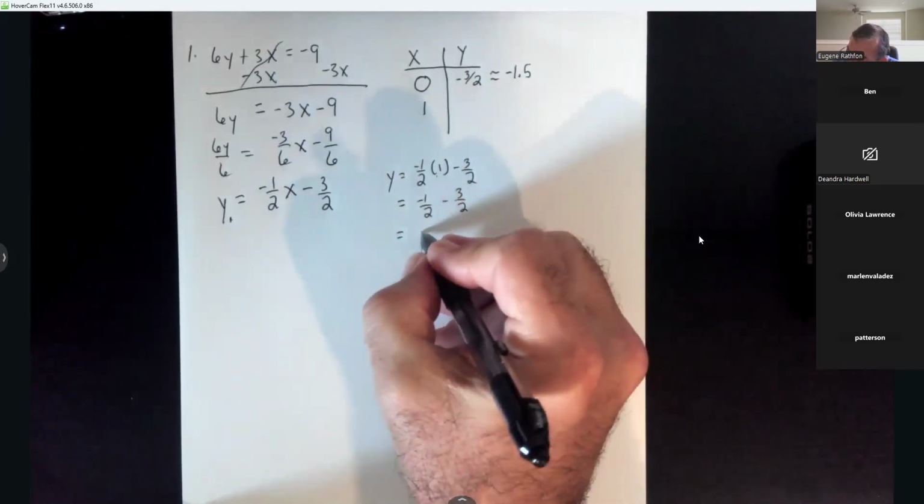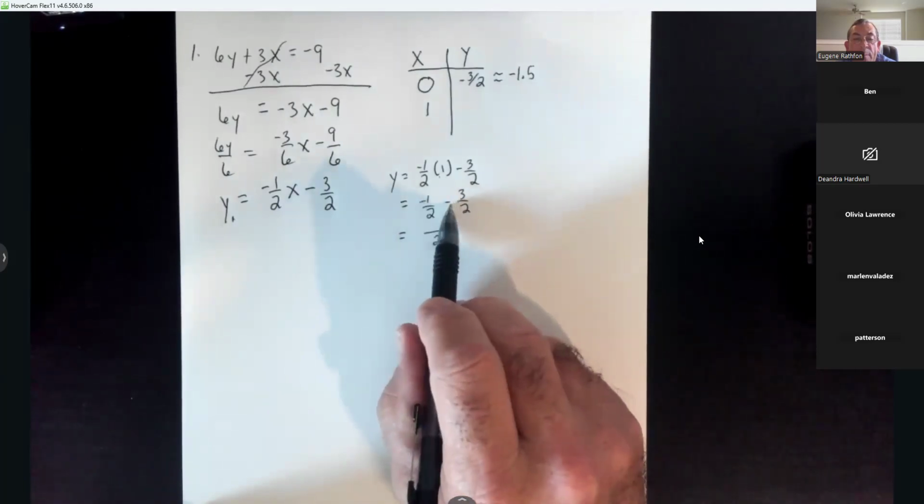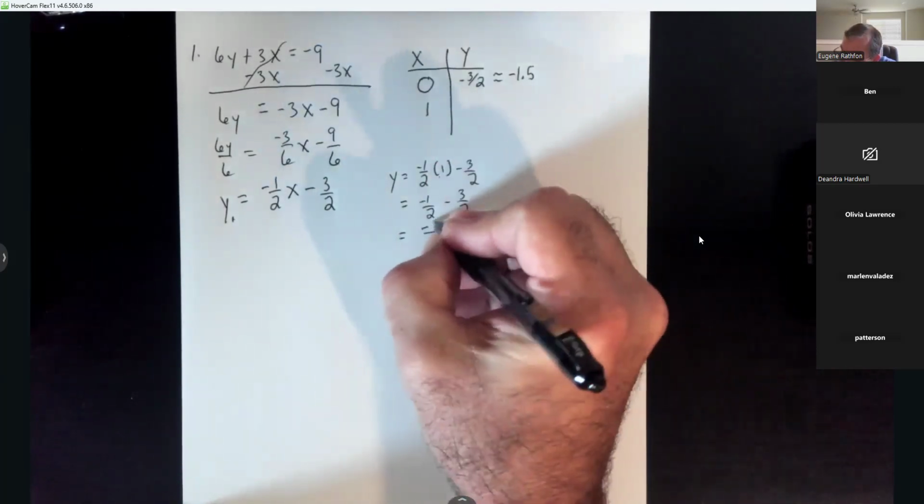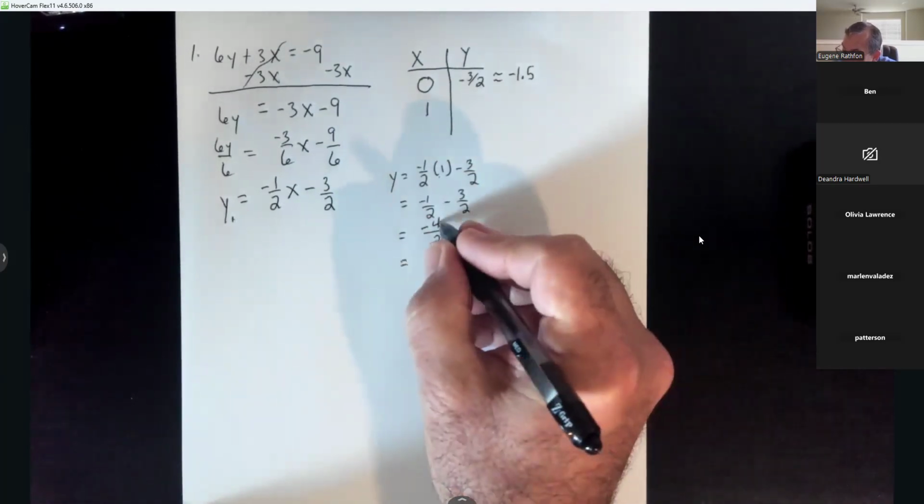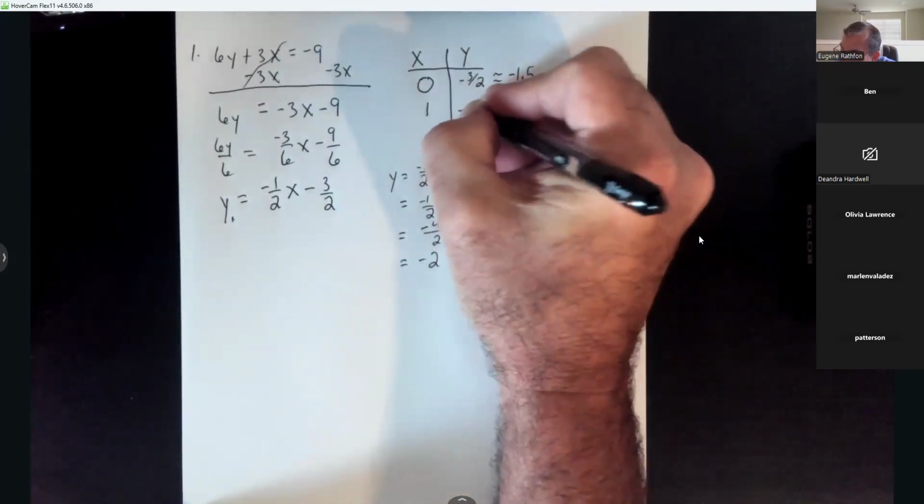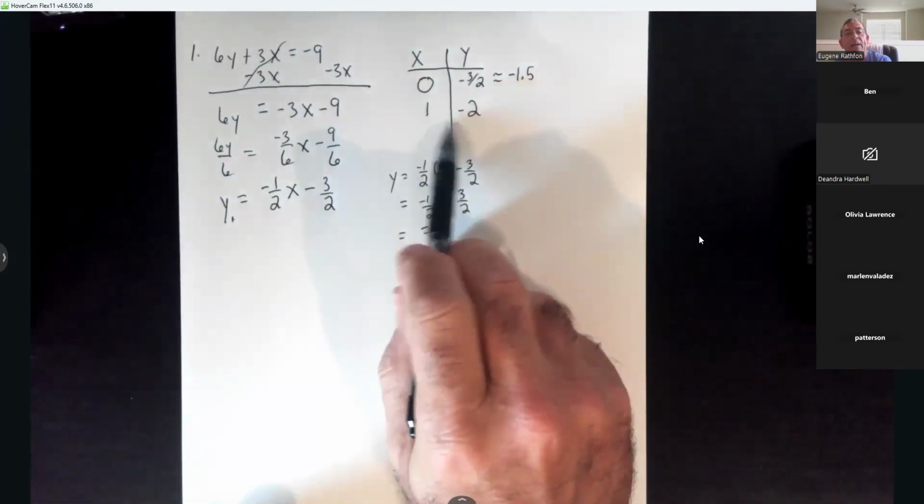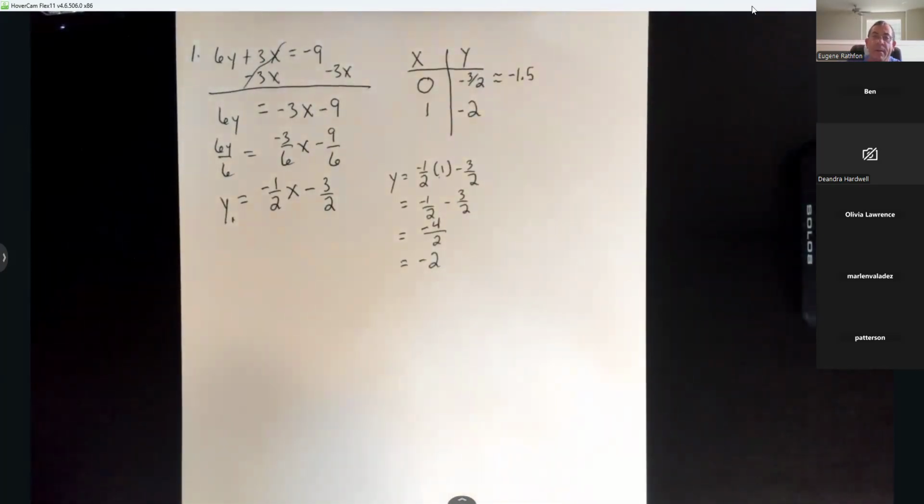So they've got a common denominator. So the bottom will stay 2. And then -1 minus 3 gives me -4. And y'all, that one I can reduce. -4 divided by 2 gives me a -2. So 2 points I can now plot and be done with that, okay? So let me go back to MathLab.